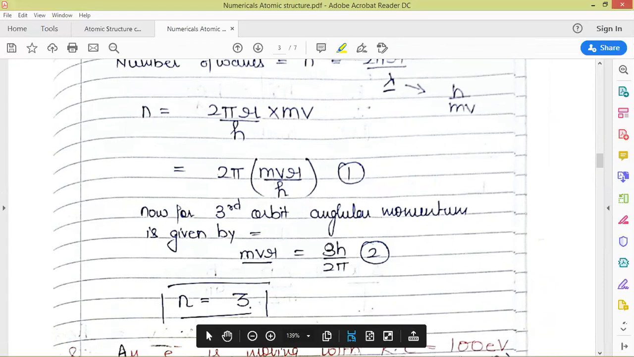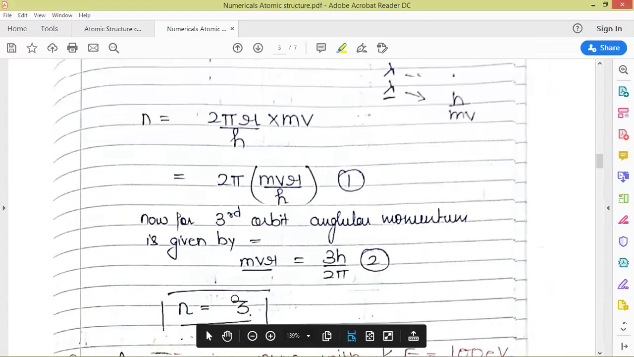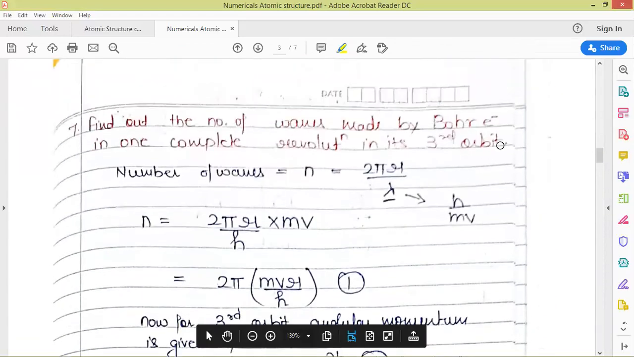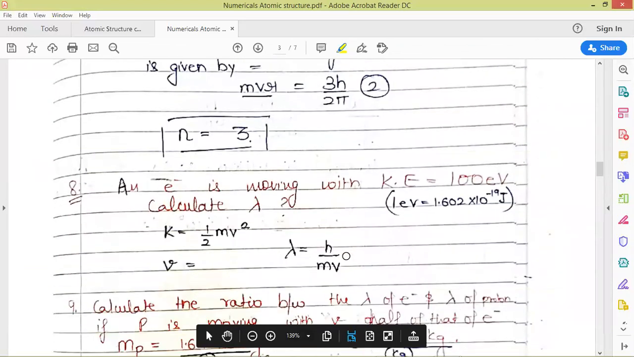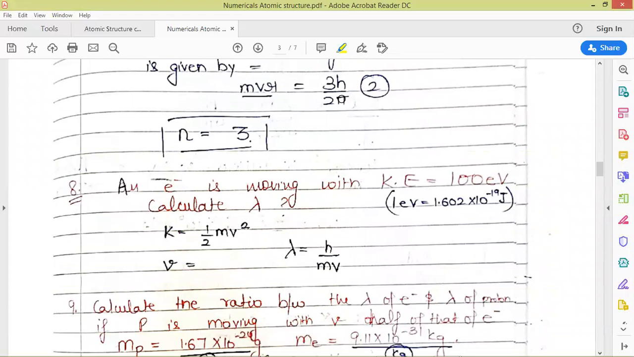So from here the value of n can be taken, and the value of n is 3, which is also clear from, as they have already mentioned, that it is a third orbit. So n is going to be 3 for the third orbit. So from here also, based upon the quantization of angular momentum, we have got the value of n.